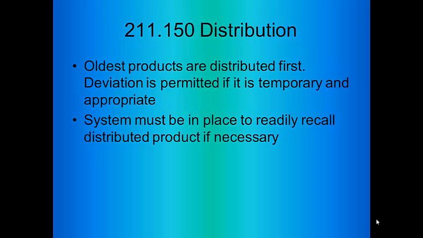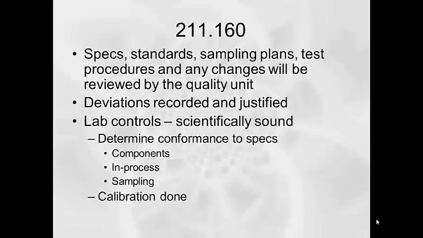150, distribution. Oldest products are distributed first. It's called FIFO. Deviation is permitted if it's temporary and appropriate. Document that. System must be in place to readily recall distributed product if necessary. Traceability. 160. Specs, standards, sampling plans, test procedures, anything along that line will be reviewed by the quality unit.